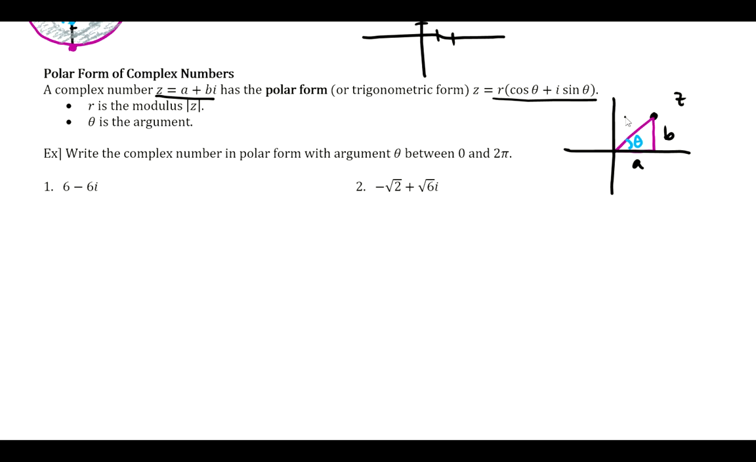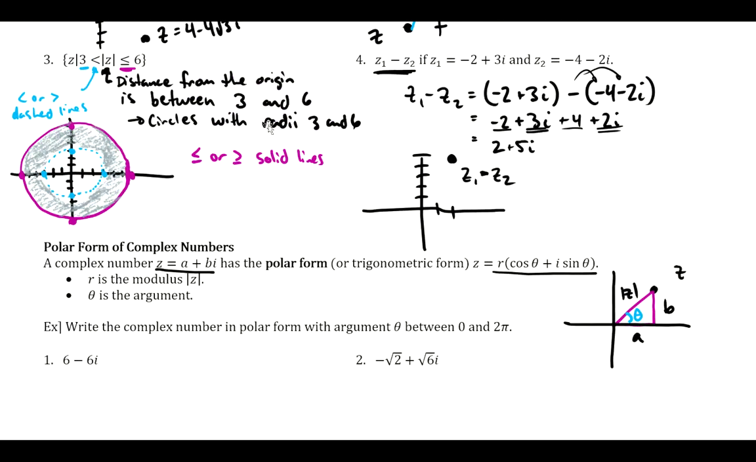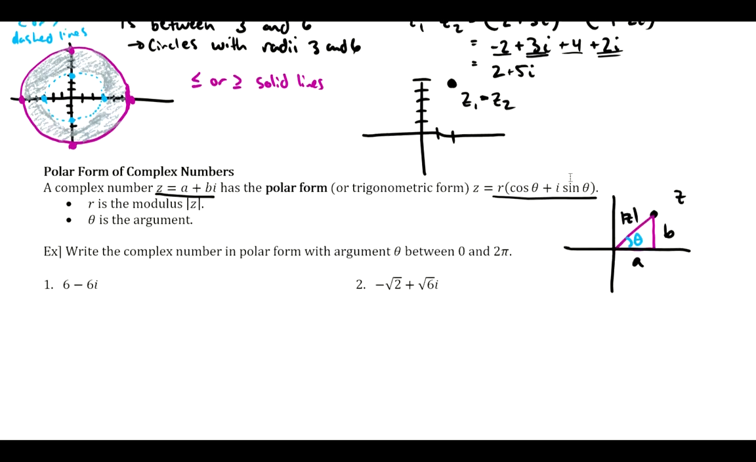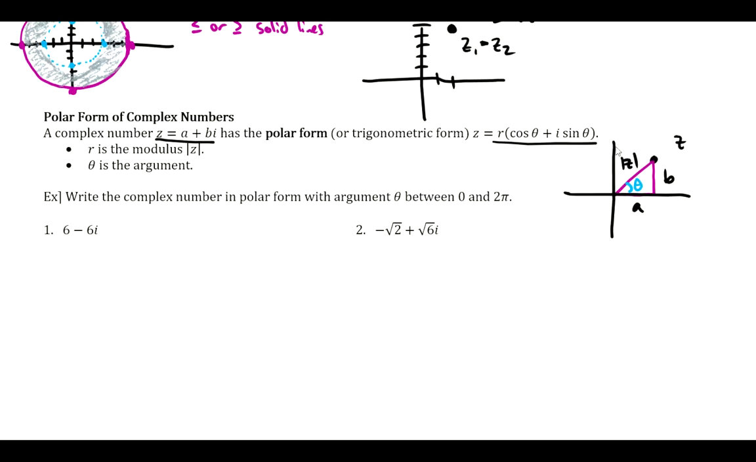So that length right there would be the absolute value of z. But in the previous video we said that usually we talk about r with radii. So often we just change this to be r to match our polar form anyway. And then from there, we can use SOHCAHTOA.